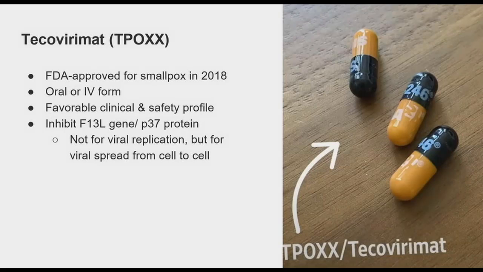And we have a drug for monkeypox, which was approved by the FDA in 2018. The drug is called tecovirimat. It has an oral or IV form, or you can call it TPOXX, and it has a favorable clinical and safety profile. The mechanism is to inhibit the F13L gene, which produces the P31 protein. This protein is not for viral replication. This is for viral spread from cell to cell.